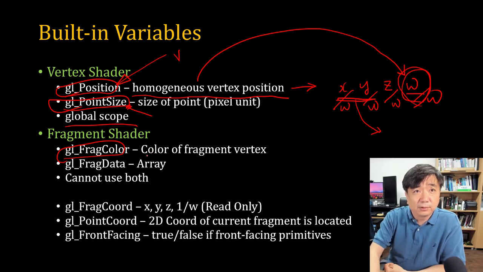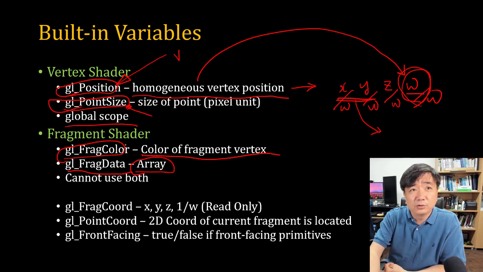In the fragment shader, the fragment color is the color of the fragment. With gl_FragData, we can send fragment data. gl_FragData is kind of an array. So if we want to use gl_FragColor with different values, then we can use that. gl_FragColor can be included in an array, but it is not possible to use both. If we want to use this one, then choose this one. And if we want to use that one, then you choose that one. Okay, we can choose only one.